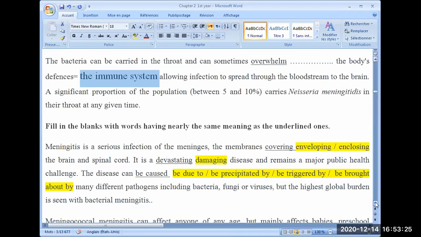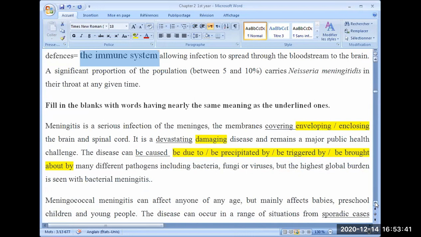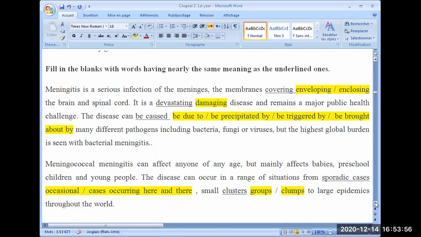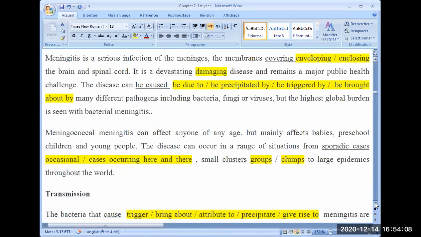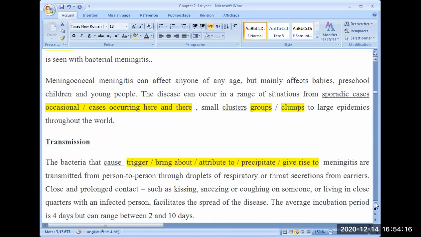Okay. Here, what I wrote myself. Concerning covering, I used the verb enclose too. You used wrap, and you used many other nice verbs. For devastating, I used damaging. For because, I used be due to, be precipitated by, be triggered by, and also be brought about by, in addition to other verbs you used, of course. And for sporadic, I used occasional, cases occurring here and there, clusters, groups, or you can also use the word clumps. A clump is a group of something. So cause, a trigger, bring about, attribute to, precipitate, give rise to, result in, etc.